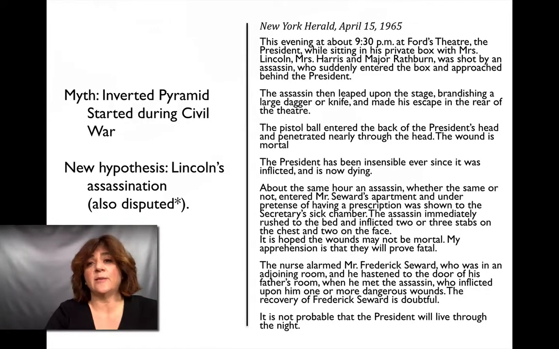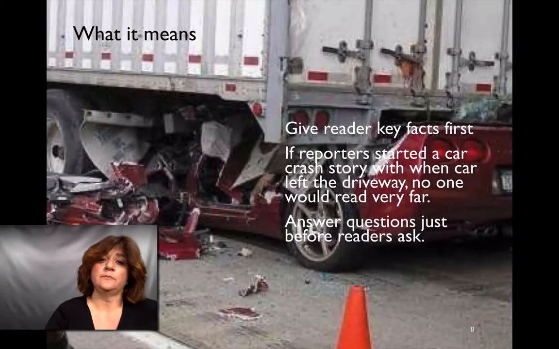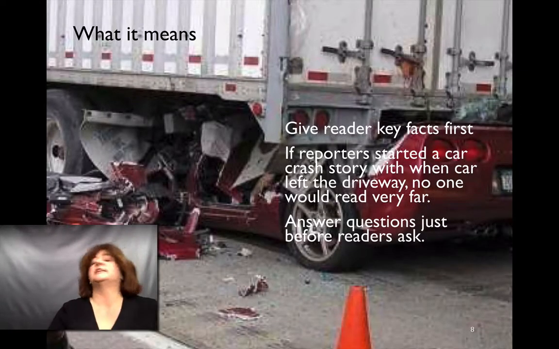So here's a story that came out of the New York Herald on April 15th. This is the day after Lincoln was shot at Ford's Theater, and you can see that it's still more of a narrative story than we would expect, which, if we'd written it today, it would be that the president was shot. But you can see it's fairly quickly, within the 4th paragraph, we know that the president was dying. So that's much faster than what we'd seen in the past. So we're giving readers the key facts first.